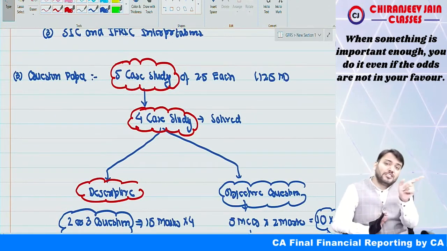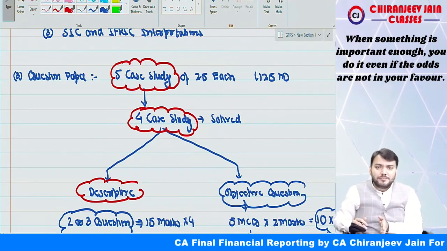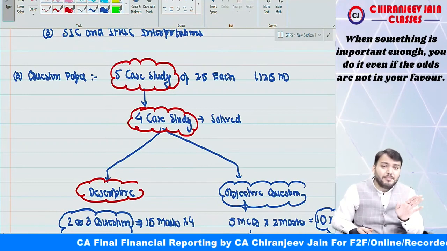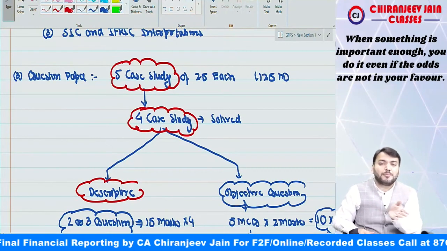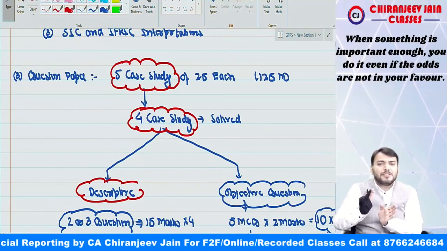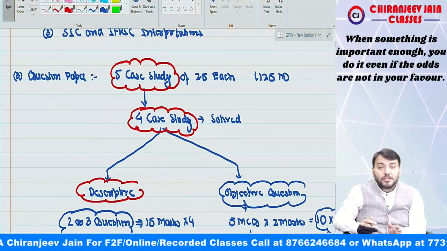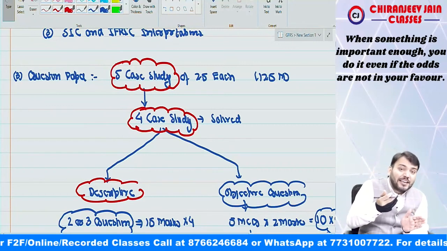I have said that initially they used to give a case study of 50 marks. So what I have done is, all the case studies of the ICAI study material which were of 50 marks, I have divided into 2 case studies of 25 marks each, as per the requirement of the new pattern of the question paper. I hope you are understanding. So please don't compare these case studies with the ICAI case studies.